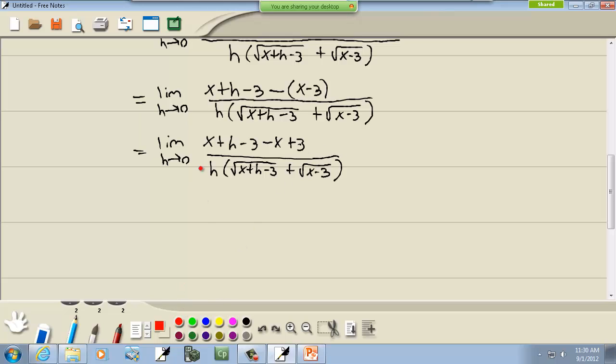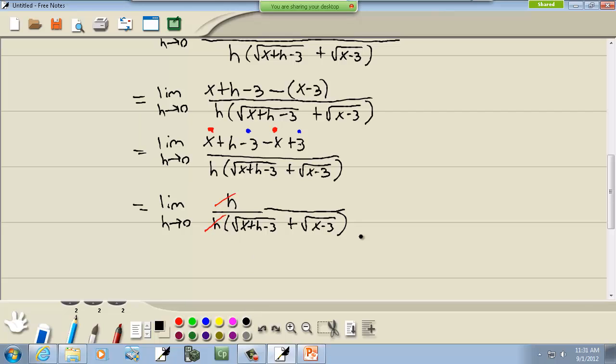Okay, so up on top, combine together like terms. Here we've got x minus x, those are going to cancel. And we got negative 3 plus 3, and those are going to cancel. So we're left with limit as h goes to 0 of h on top, then h times the square root of x plus h minus 3 plus the square root of x minus 3. Okay, so down below we have h times something, and we have an h up on top. Since that's multiplication down below, we can cancel the h's. Now if it's plus, we can't do that, but if multiplication, we can.